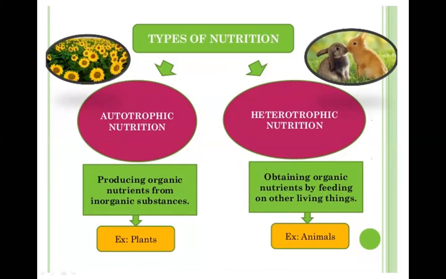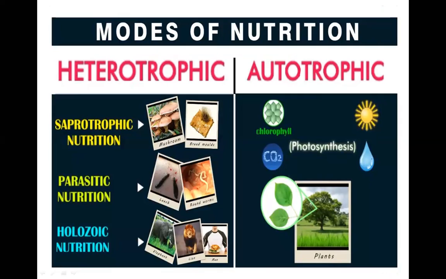See, autotrophic nutrition is just one part. In heterotrophic nutrition, you'll find three more things. Saprotrophic nutrition, where they prepare their food depending on dead and decaying things. Parasitic nutrition, where organisms depend on other organisms, sometimes hurting them or without hurting them. And holozoic nutrition is a mixed kind of thing. They depend on others, they eat other animals and plants.